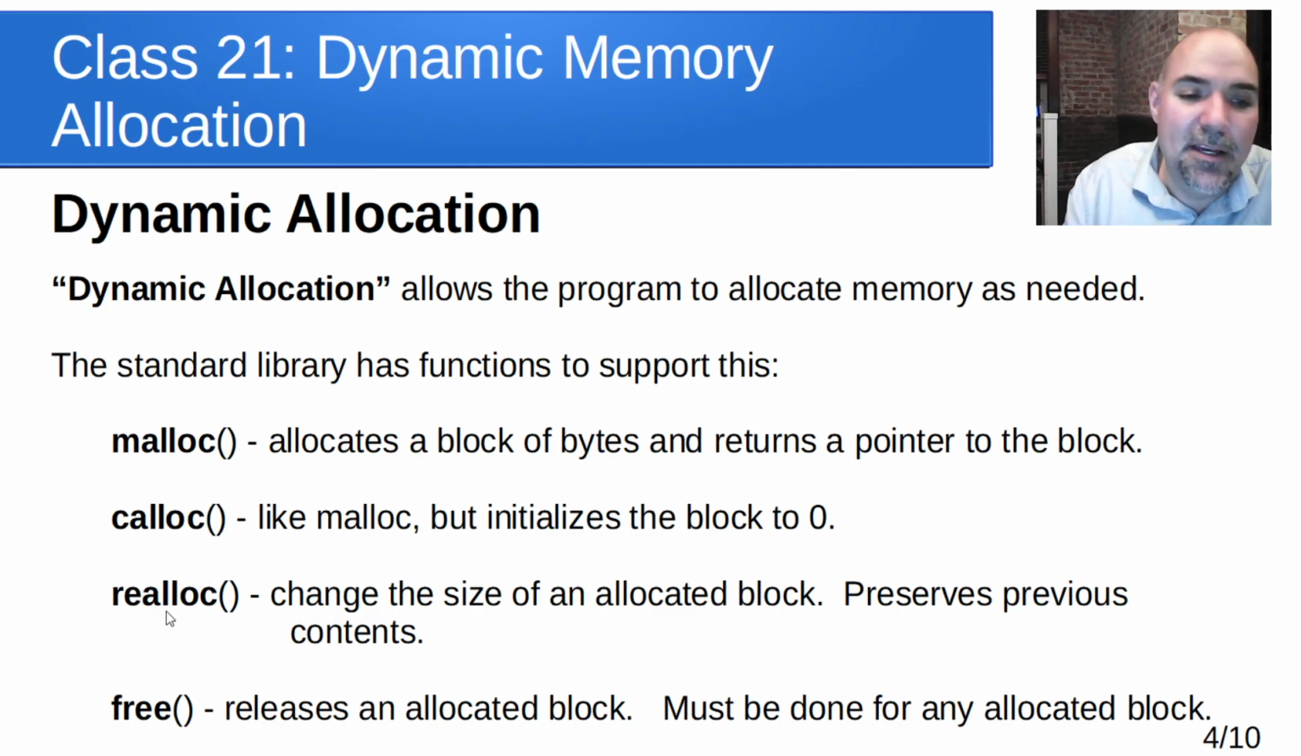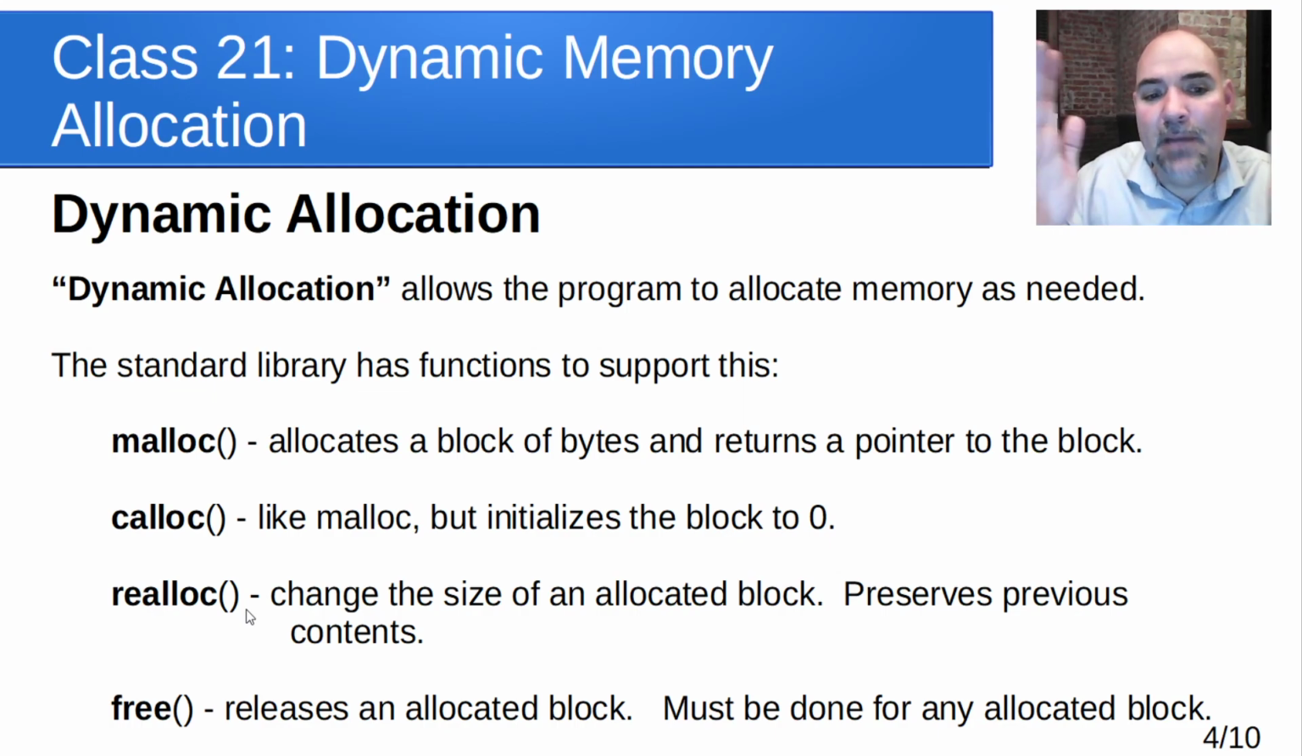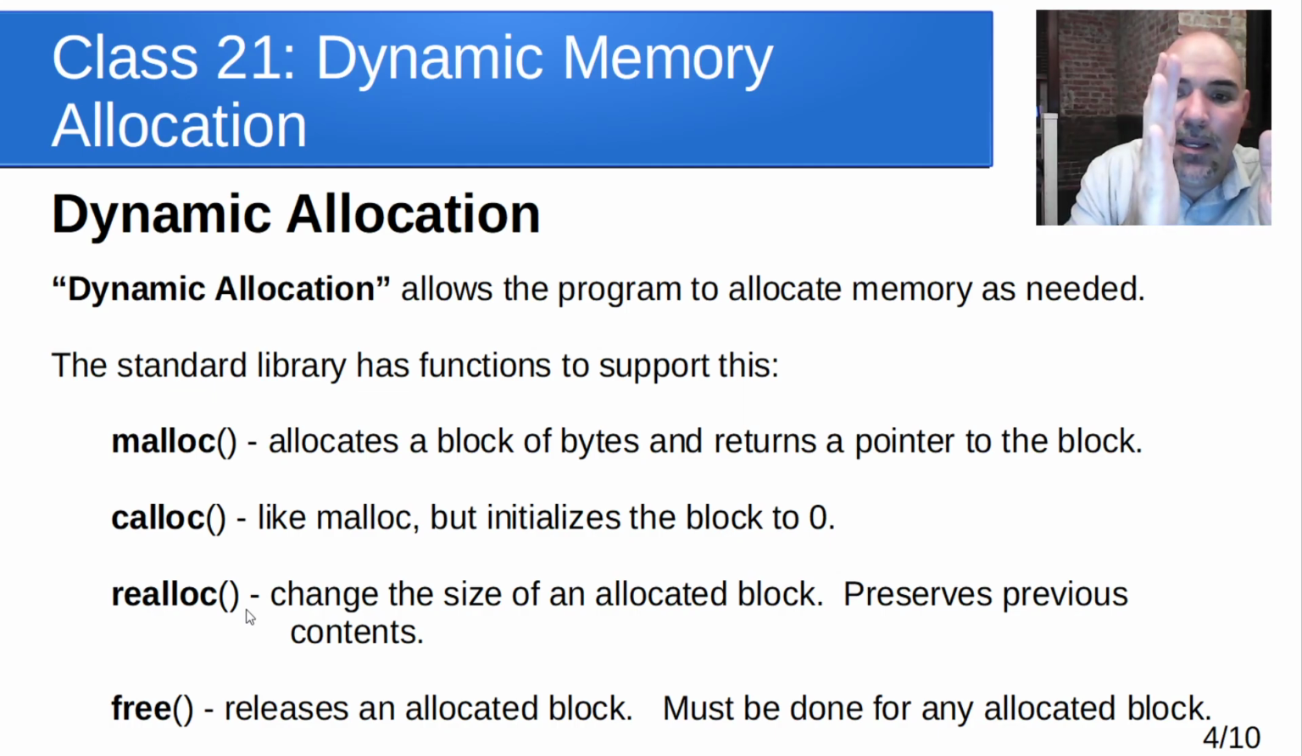Now, realloc can be used on a block that was allocated with malloc or calloc, and what realloc does is it changes the size of that allocated block. So it could be reallocated to be larger or to be smaller, and it'll preserve the contents that were in there. If we make the thing bigger, it'll add some space to the end, but it'll keep all the data. If we make it smaller, it'll keep everything that's in there. We'll just lose the stuff that was on the end that gets allocated off.